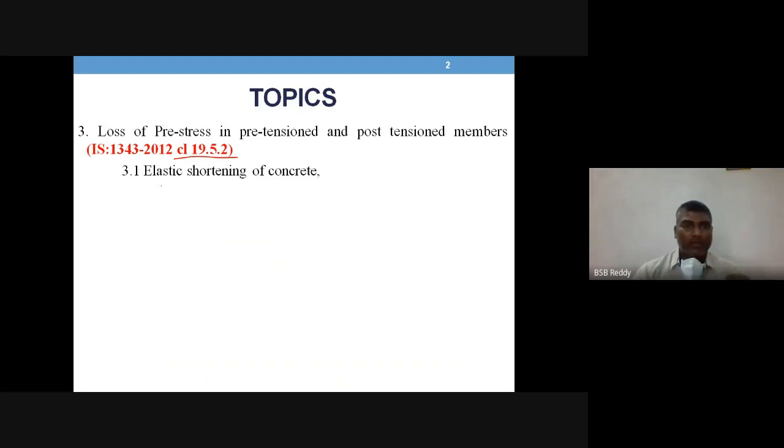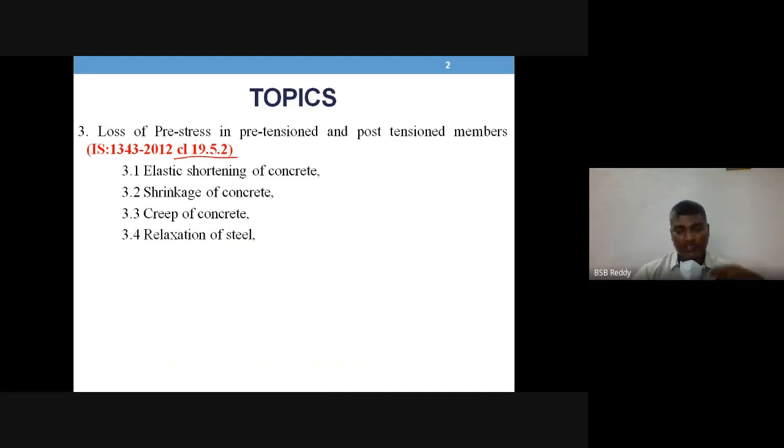The first thing to study is the value of loss of pre-stress due to elastic shortening of concrete. Then due to shrinkage of concrete, there will be some loss of pre-stress. How much is that? How to calculate? Then due to creep of concrete, how much is the loss? And due to relaxation of steel, how much is the loss of pre-stress that happens? And slip in anchorage, what will be the loss of pre-stress?